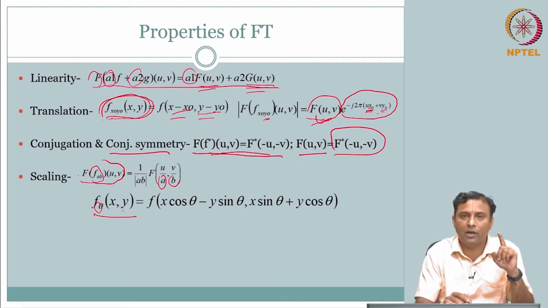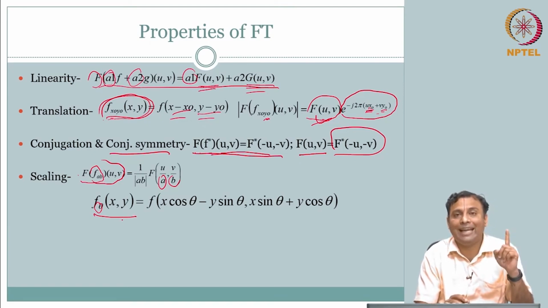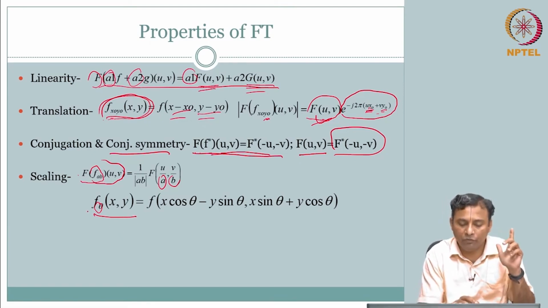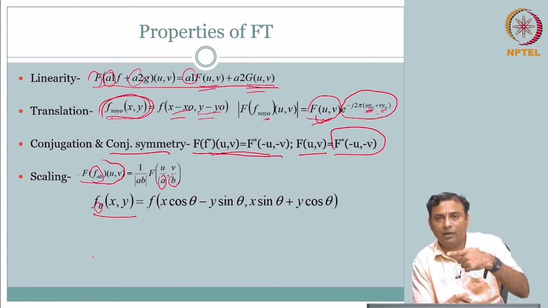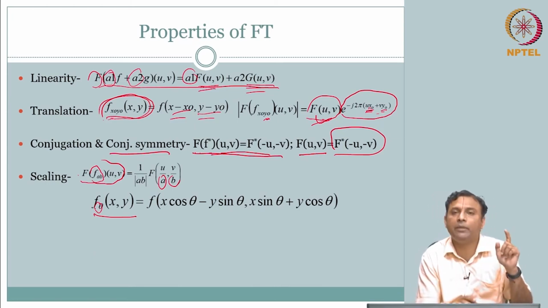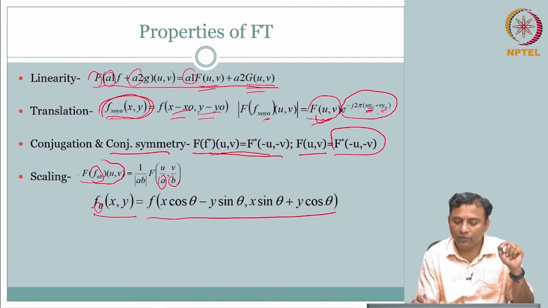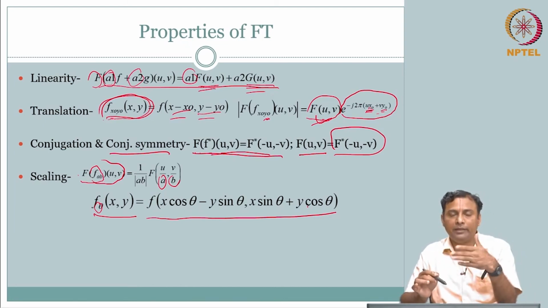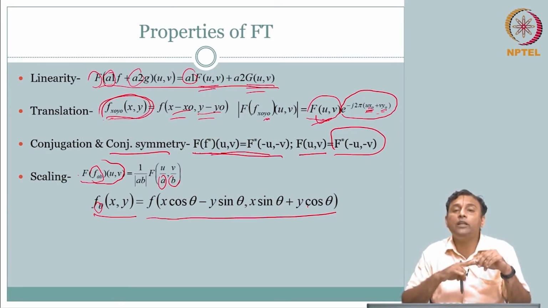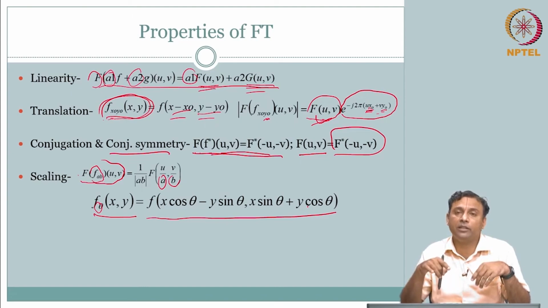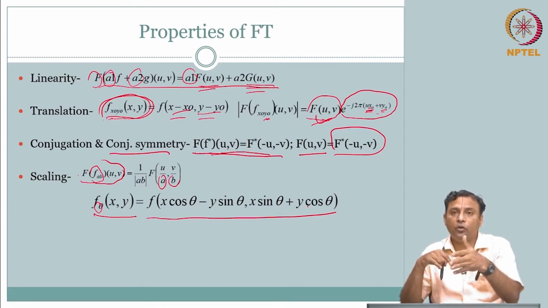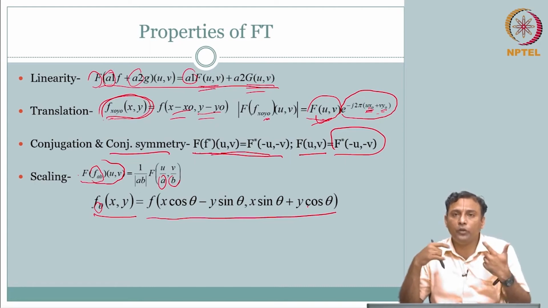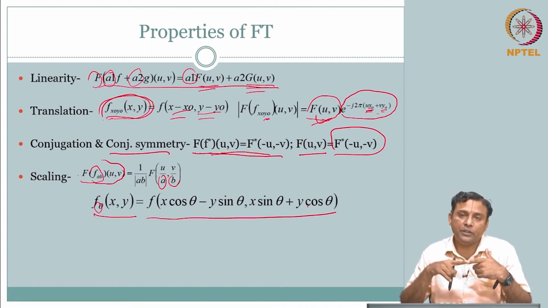So, if f of x comma y is there, your Fourier transform is capital F of u comma v. Now, f theta of x comma y represents the signal f of x comma y rotated about the origin by theta: f of x cos theta minus y sin theta comma x sin theta plus y cos theta. So, it is rotating by theta degrees. Then what happens to the frequency spectrum representation of this signal? If you rotate in the spatial domain, what do you think is going to happen in the frequency domain?